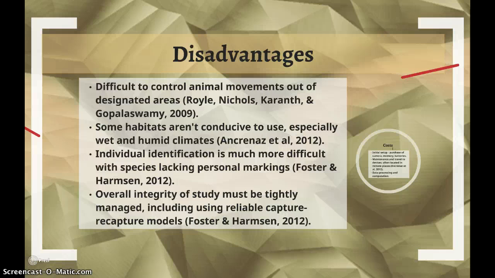Disadvantages. It can be difficult to control animal movements out of designated areas. In some habitats, cameras don't work as well, for example, wet and humid climates. Getting back to the individual identification, it can be very difficult with species that lack personal markings. And there was a lot of research done on the overall integrity of camera trap studies, in that it is a fairly recent phenomenon in science usage, that there's a lot of modeling that has been very successful, but some models that are not as successful.